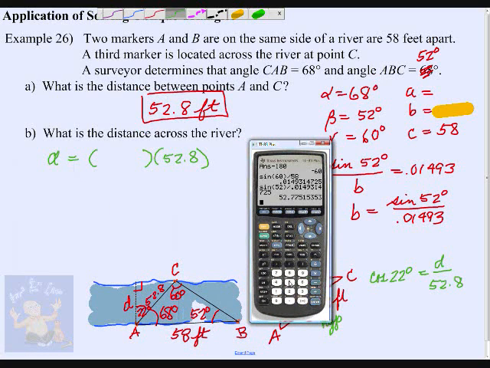Turn this on. The cosine of 22 degrees is 0.92718.